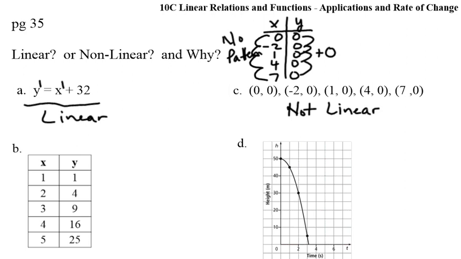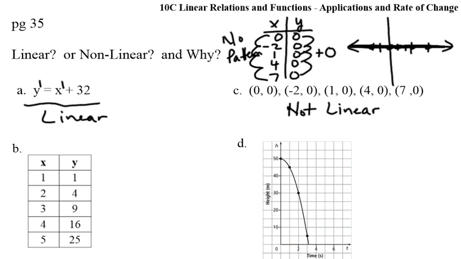The other thing we could do with ordered pairs is we could just graph it quickly. We have 0, 0, even if it's not perfect. We have negative 2, 0. We have 1, 0. We have 4, 0. We have 7, 0. Oh, wait a second. We have to be careful sometimes. That is linear because of the graph.